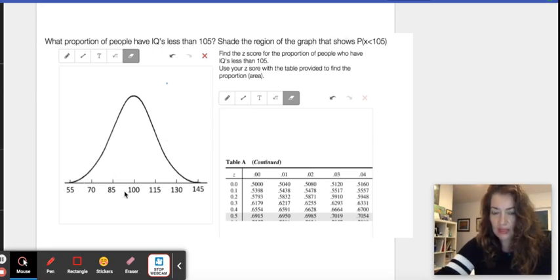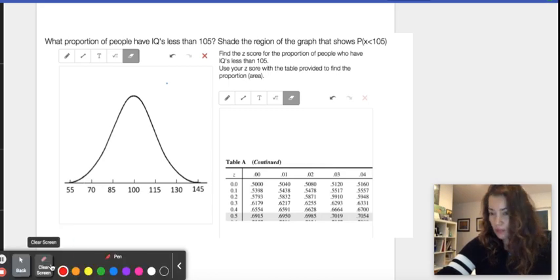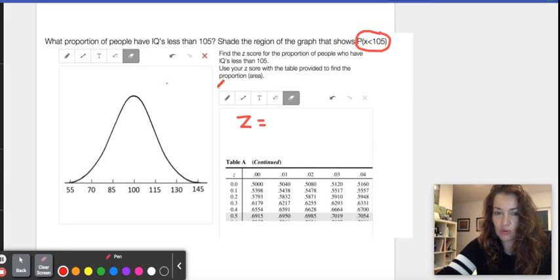So if you look at the normal curve, we know that the mean is 100 and the standard deviation is 15. And we're going to calculate a z-score. Now, if you remember, the z-score on the previous slide is basically the observation minus the mean over the standard deviation. So the observation we want is right here. We want the area less than 105.